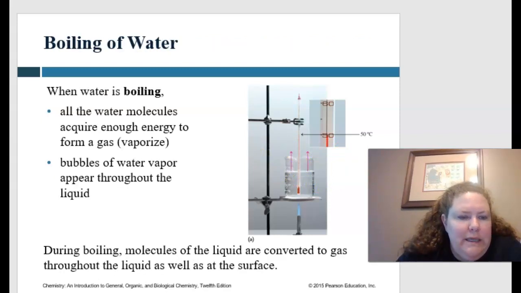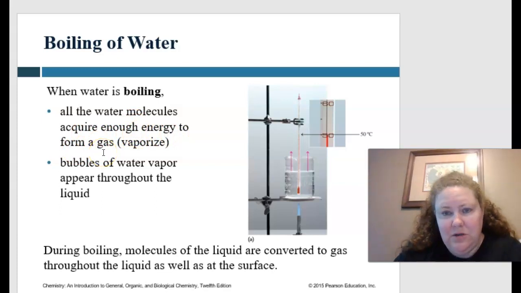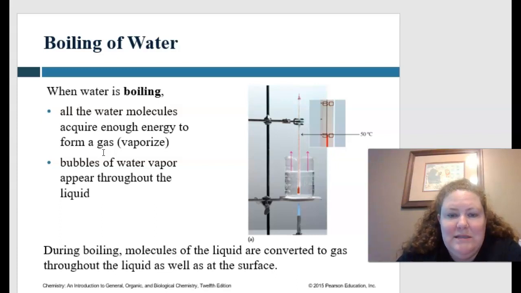Using water boiling as an example. When the water is boiling, all of the water molecules acquire enough energy to form a gas, or the technical term for that would be vaporize. Okay, so they have enough energy to vaporize. And the bubbles of water vapor appear throughout the liquid. And you guys have all seen this as we're making mac and cheese, right? Or boiling pasta or doing whatever. So during boiling, the molecules of the liquid are converted to a gas throughout the liquid as well as at the surface.